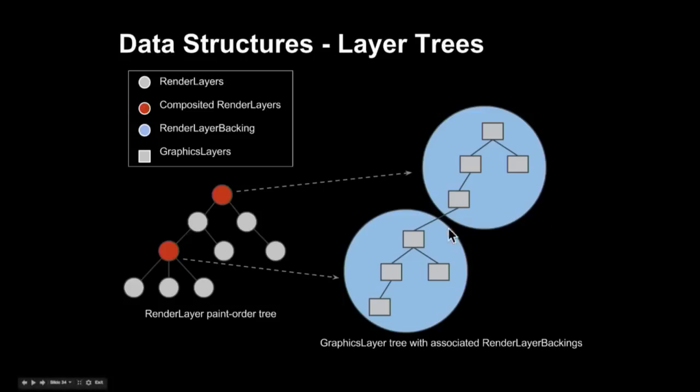It's interesting to note that from the render layer tree to the graphics layer tree, it's not really a direct correspondence. You can't quite easily say that this layer on the render layer tree corresponds to this layer in the graphics layer tree. What you have to say is that this chunk of the render layer tree corresponds to this chunk of the graphics layer tree. That's the way to more easily see what's going on here.